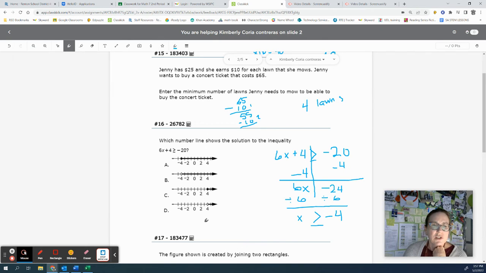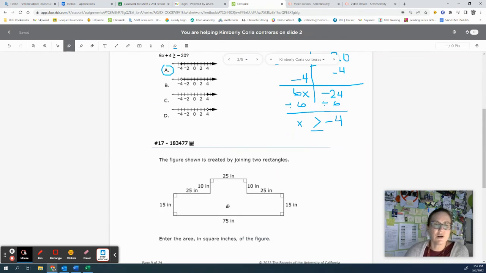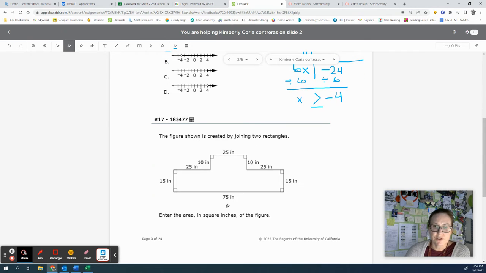So we're going to look for the solid dot on negative 4, and it's greater than, so it's going to be A. All right. Oh, I love these, like truly.